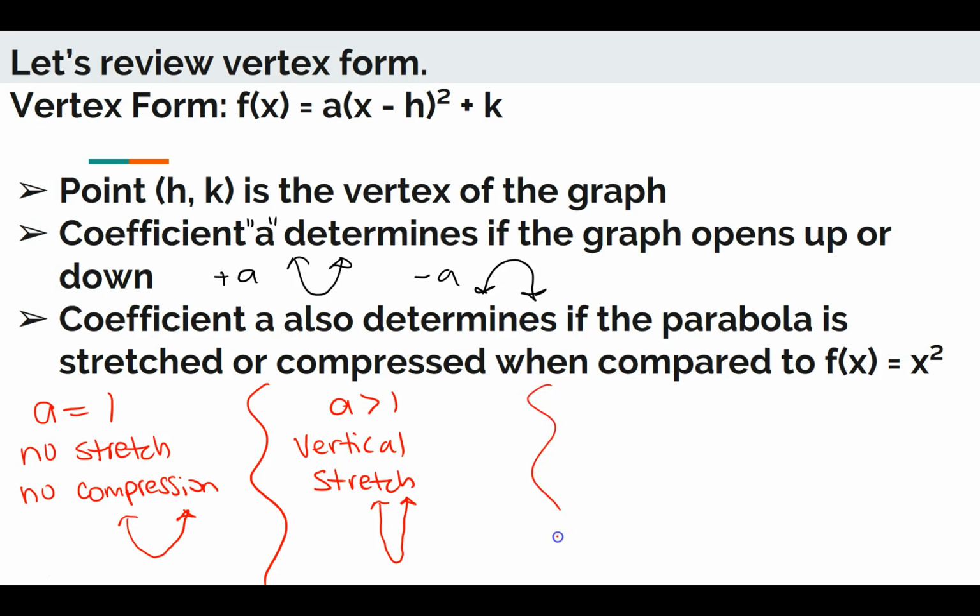The third option is if we are in between 0 and 1. Because to go below 0 means you go negative, and that's not even vertical stretch or compression anymore, right? Positive and negative tells you up or down. Positive or negative does not tell you stretch or compress. So just the number a, just that number. If it is less than 1, so 0.5, 1/2, 2/3, 0.25, whatever, that's going to be a vertical compression.